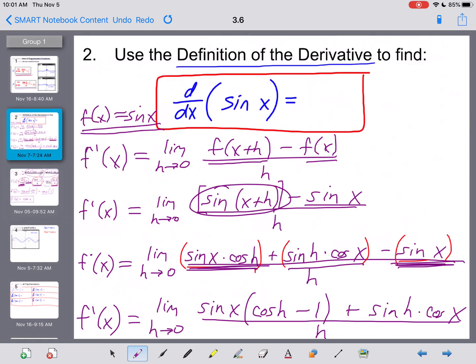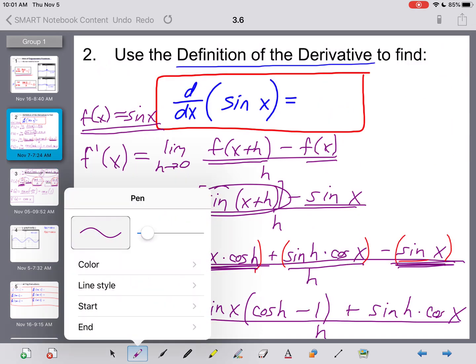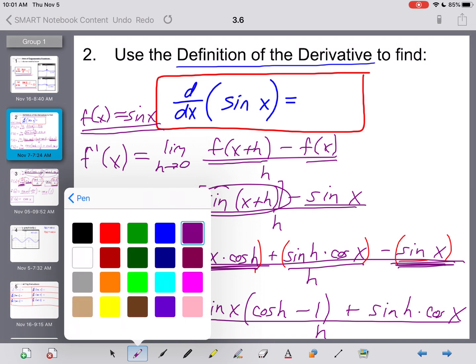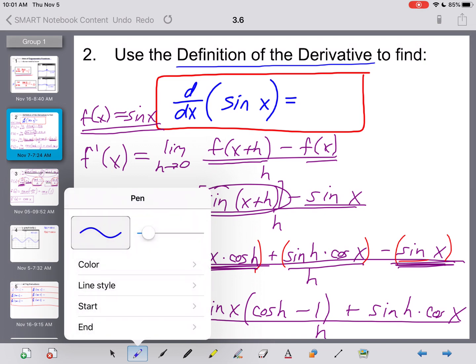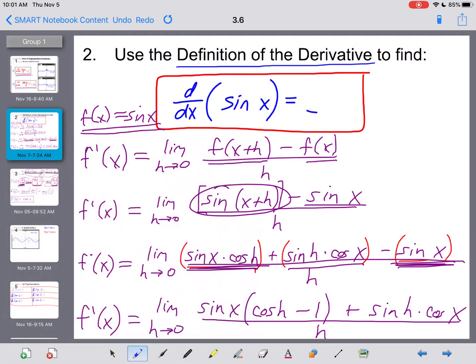So back to slide number 2. I asked you to verify this in the box there, everybody, up above. We just found, you guys, that the derivative with respect to x of sine of x is equal to cosine of x. Boy, that looks terrible. All right, let me try that again there, guys. So that derivative of sine of x is equal to cosine of x.